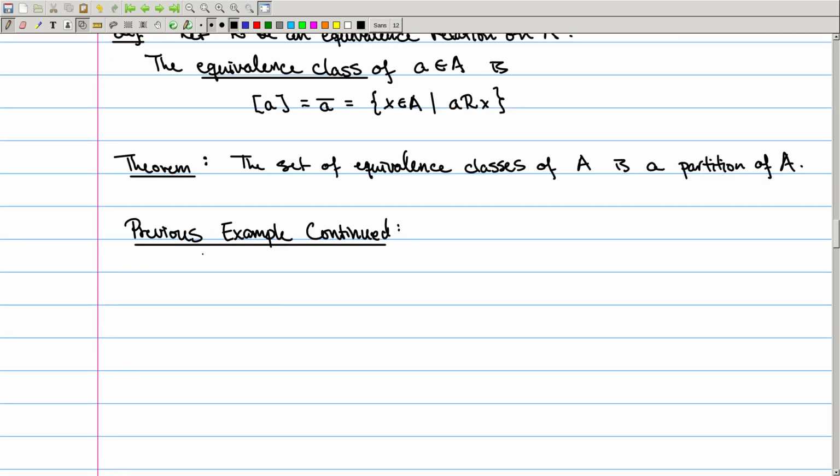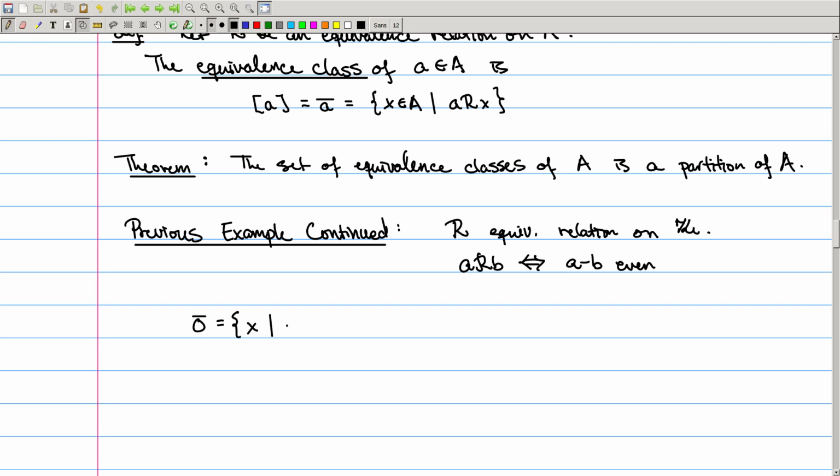There, I was thinking about an equivalence relation on the set of integers, and a was related to b if and only if a minus b is even. So let's try to work out some equivalence classes here. I can think about, for example, the equivalence class of 0, so that's 0 bar, and this is going to be the set of all x such that 0 is related to x.